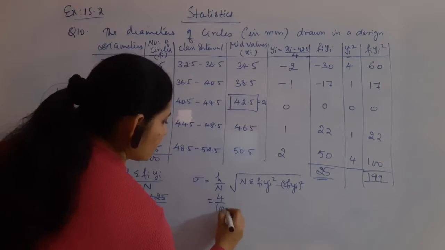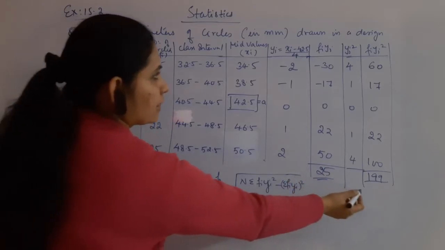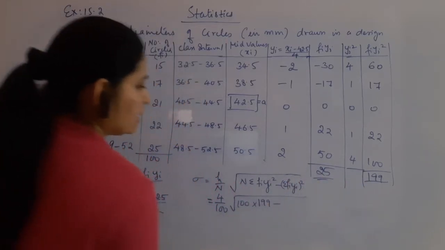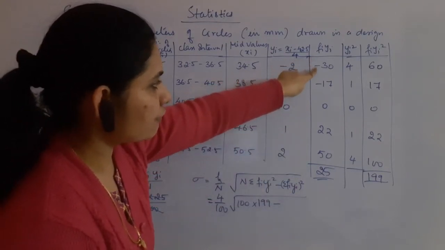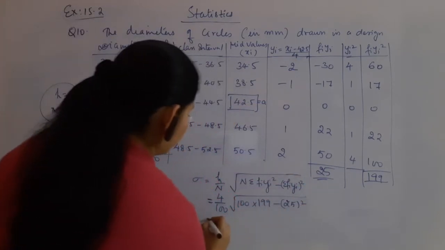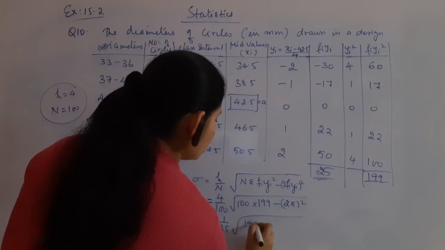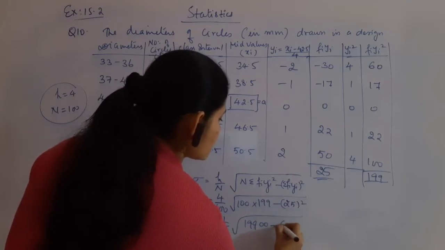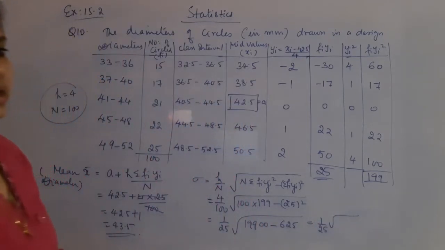4 by 100 into root of n again is 100 into sigma fi yi square, which is 199, minus sigma fi yi the whole square. Sigma fi yi means fi yi's sum, so it is 25 whole square. So you are getting 1 by 25 into root of 19900 minus this 625. Again 1 by 25 into root of, what is the value you get after subtracting? 19275.